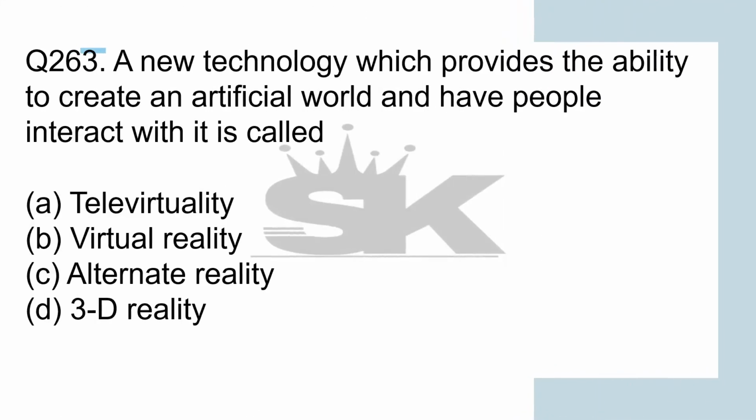A new technology which provides the ability to create an artificial world and have people interact with it is called virtual reality. Virtual reality is an artificial environment that is created with software and presented to the user in such a way that the user suspends belief and accepts it as a real environment. On a computer, virtual reality is primarily experienced through two of the five senses, sight and sound. Okay.